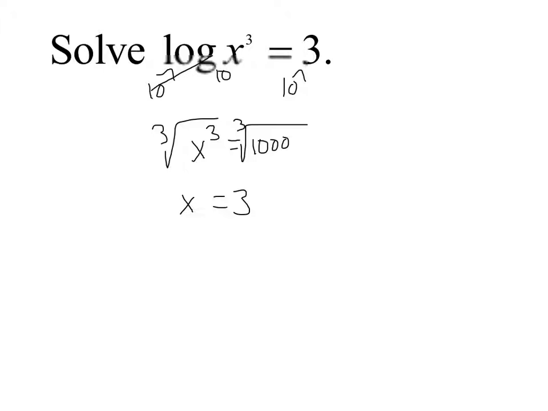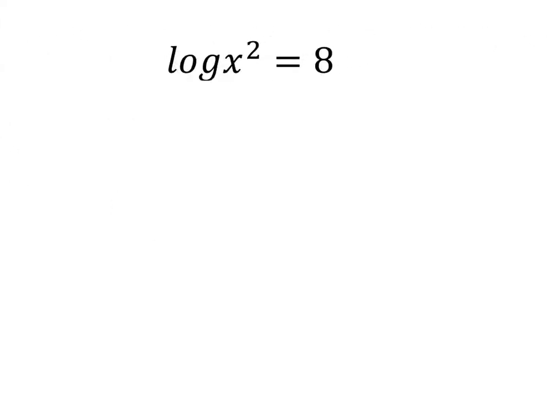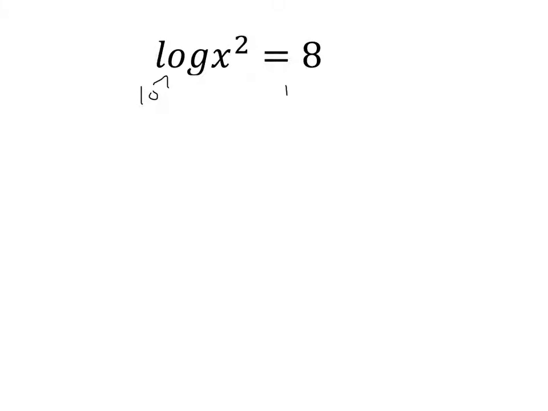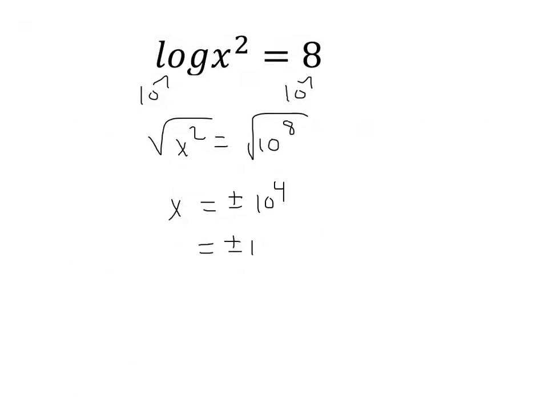So let's take a look at another example. Log of x squared equals 8. So what's the base of the log? 10. So you go 10 to that power, 10 to that power. So you get x squared equals 10 to the 8th. Square root. You get x equals plus or minus 10 to the 4th, which is plus or minus 10,000. Both of those work if you check them by plugging back in, so you're good.